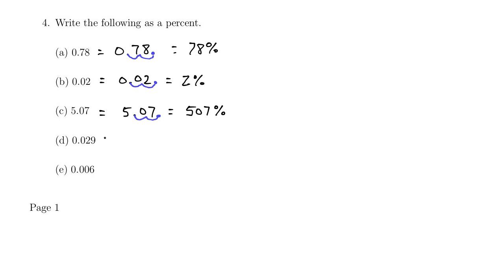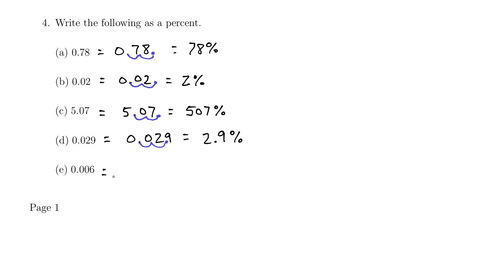All right, part D, we've got 0.029. Okay. We're going to move the decimal 2 places to the right. 1, 2. So the new decimal is going to be right between the 2 and the 9. So we get 2.9. So 2.9%.